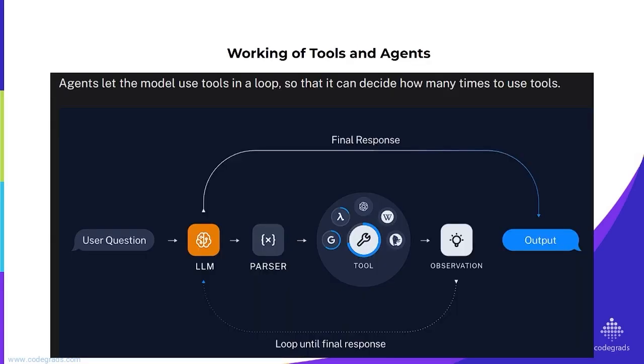Now, working of tools and agents. Agents let the model use tools in a loop so that it can decide how many times to use the tool. Whenever your user passes in a question, we have the LLM, then we have the parser, and after the parser we have multiple tools here. We have Google, we have ChatGPT, we have Wikipedia. Multiple tools are involved here, and it will create an observation while the agent does the thinking of which tool to use. After getting the result, it will see whether the output generated is good or not, and if it is not, then it will go into the loop until we get the final response, which is the correct one. So this is the working of tools and agents. Hope you guys understood this image and the working.